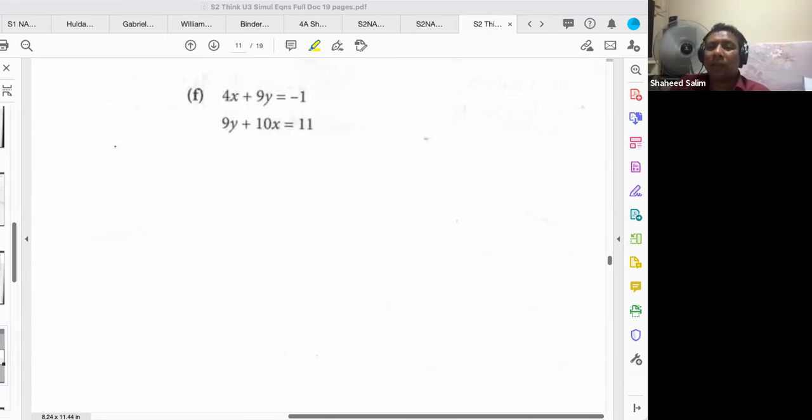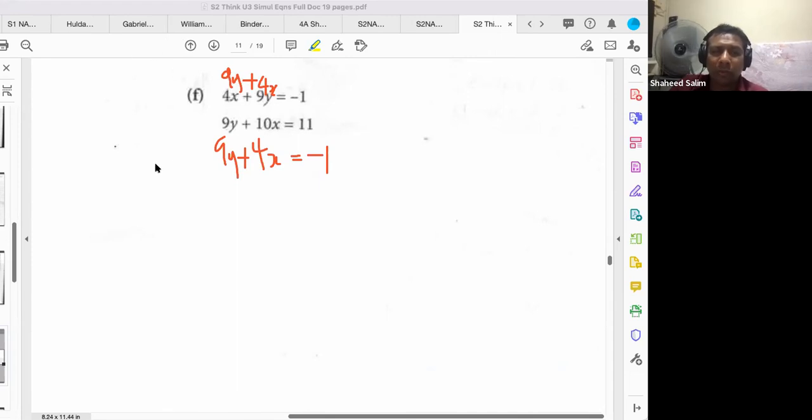Down here now, I can tell you, you can use the elimination method. What is the elimination method? Imagine now we rewrite this one: 9y plus 4x equals -1. You know where I get it from, right? I get it from here. Now here, 10x plus 9y equals 11, and 4x plus 9y equals -1. So what am I going to do?